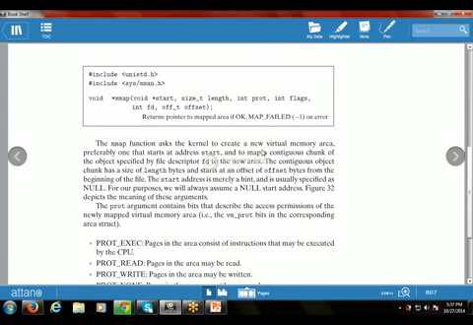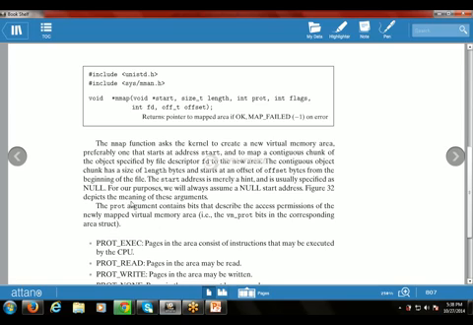The mmap function asks the kernel to create a new virtual memory area, preferably one that starts at the address start, and to map a contiguous chunk of the object specified by the file descriptor fd to the new area. The contiguous object chunk has a size of length bytes and starts at an offset of offset bytes from the beginning of the file. This says the mmap function is used to create the new virtual address space that starts at the address start, to map a contiguous chunk of the object specified by the file descriptor fd to the new area.